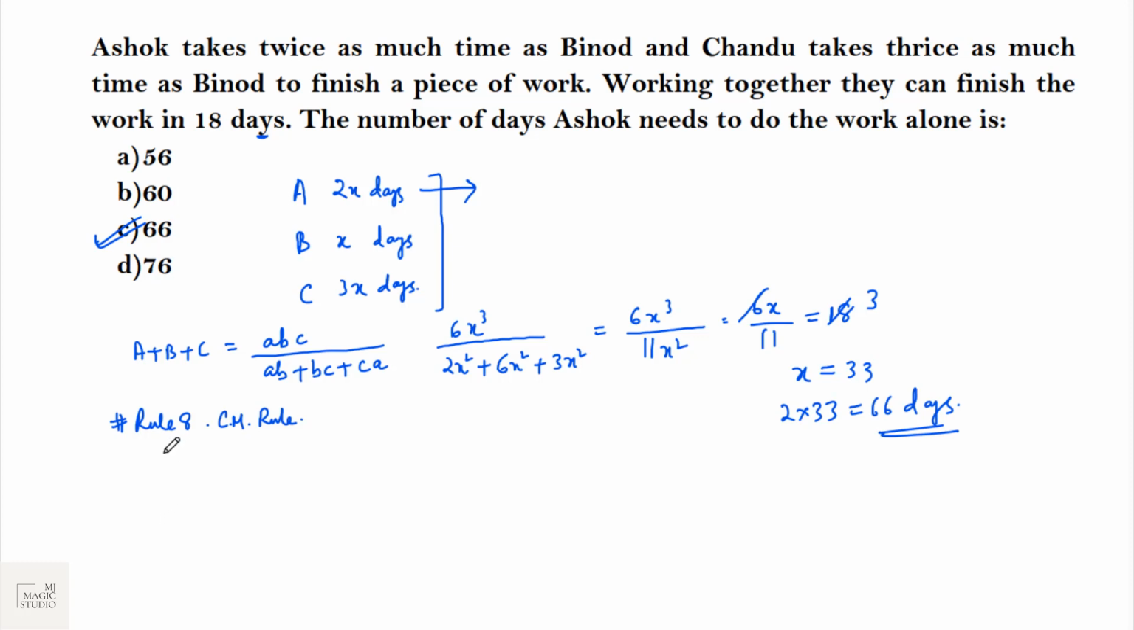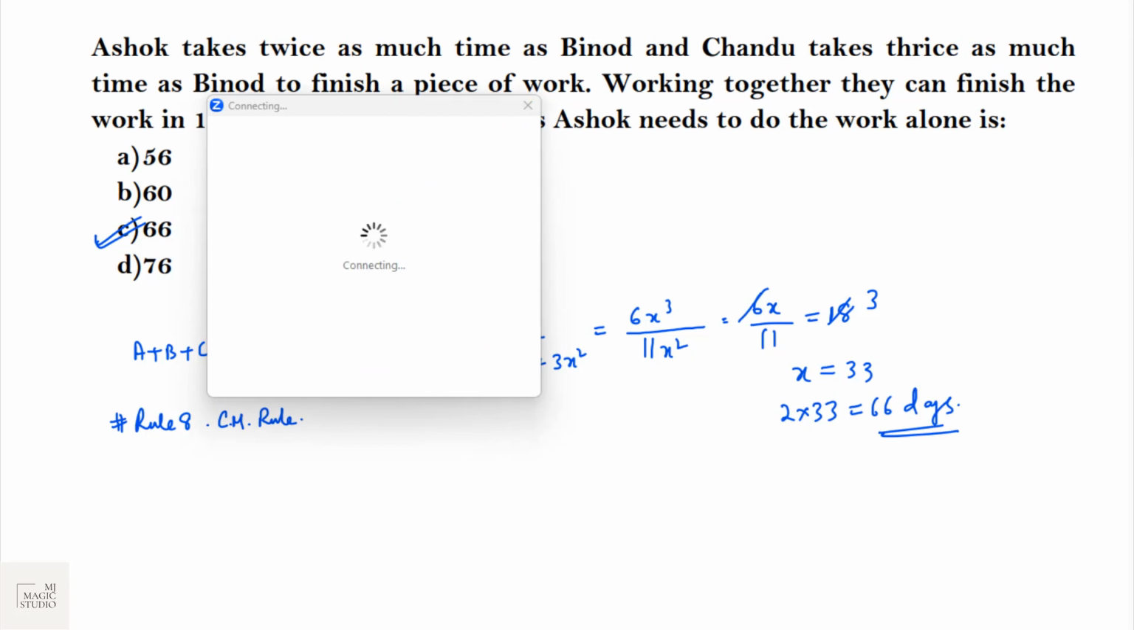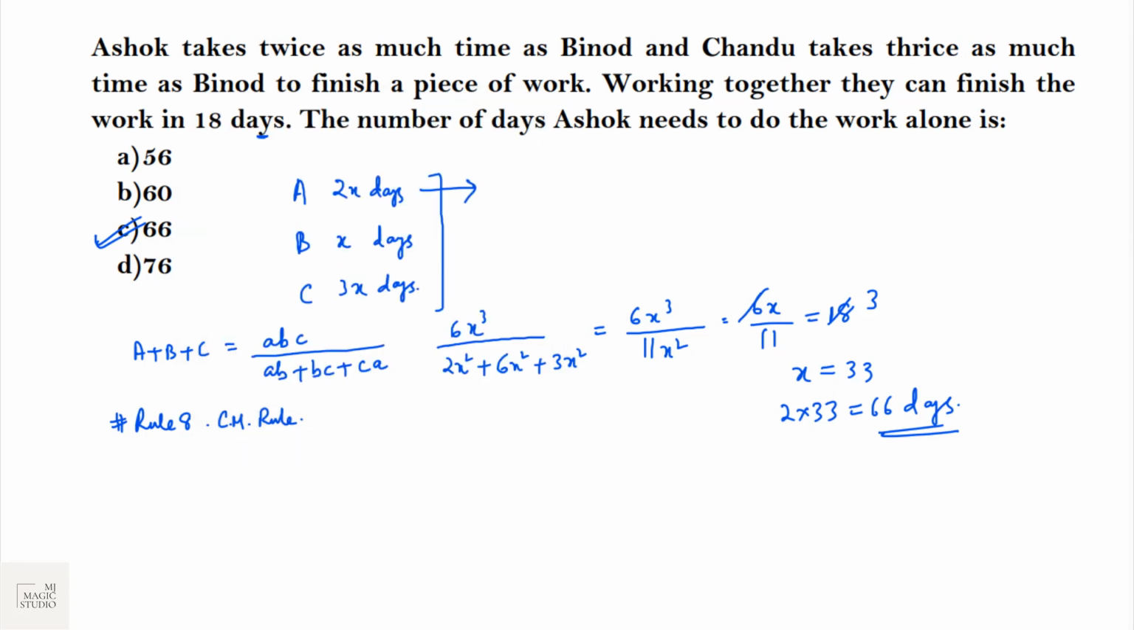Now, let's concentrate on using the LCM rule, and how quickly you can find the common multiple. If we use the LCM rule, that is the common multiple rule, it is very simple. You just need to find the common multiple of all 3 times, 2x, x, 3x. The common multiple is 6x. So let the work that they need to do be 6x units. A will require 6x by 2x, that is 3 days to complete 6x units. B will require 6x by x, that is 6 days.